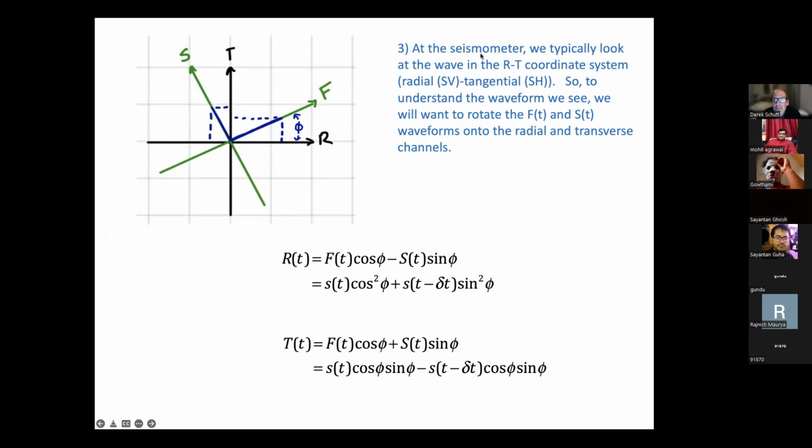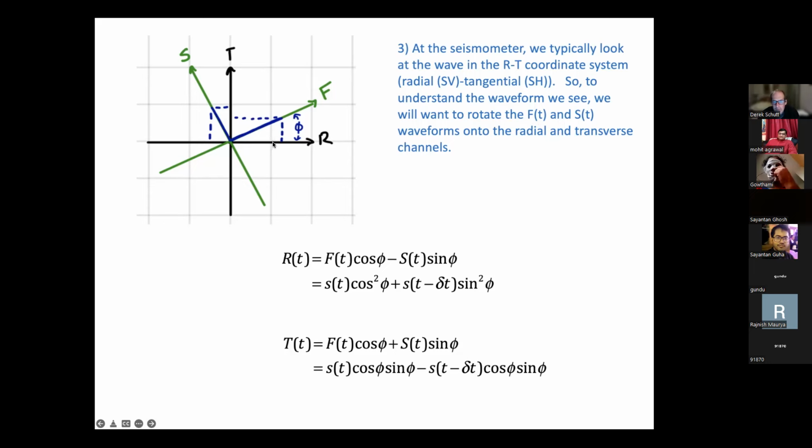So at the seismometer, we typically look at the wave in the RT coordinate system. The radial is the SV and the tangential is the SH. To understand the waveform we see, we want to rotate the fast and slow waveforms into the radial and transverse channels. So our wave has been split into a fast traveling wave and a slow traveling wave. The fast wave is offset by a value dt, a time offset from the slow wave.